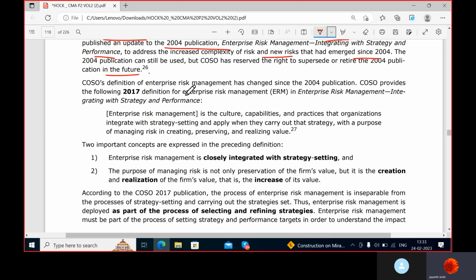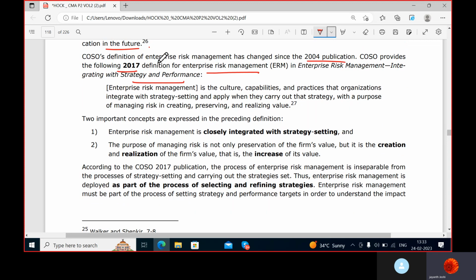So COSO's definition of ERM has changed since the 2004 publication. COSO provides the following 2017 definition for ERM, in ERM, Integrating with Strategy and Performance. So what is ERM according to COSO? Enterprise risk management is the culture, capabilities and practices that organizations integrate with strategy setting.